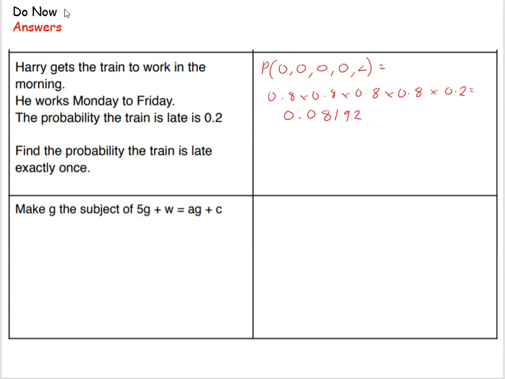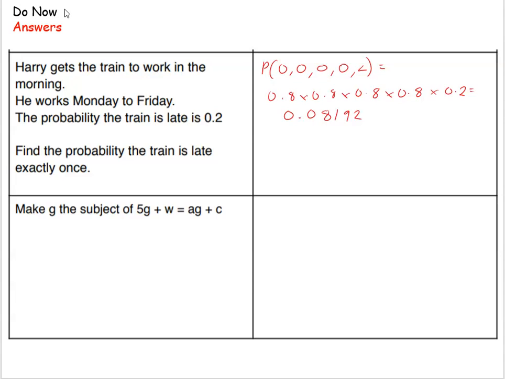If he was late on the Monday, I would do 0.2 times 0.8 times 0.8 times 0.8 times 0.8. If he was late on the Tuesday, I would do 0.8 times 0.2 times 0.8 times 0.8 times 0.8. If he was late on the Wednesday, I would do 0.8 times 0.8 times 0.2 times 0.8 times 0.8. So this answer for him being late once, whatever day of the week it is, doesn't change.